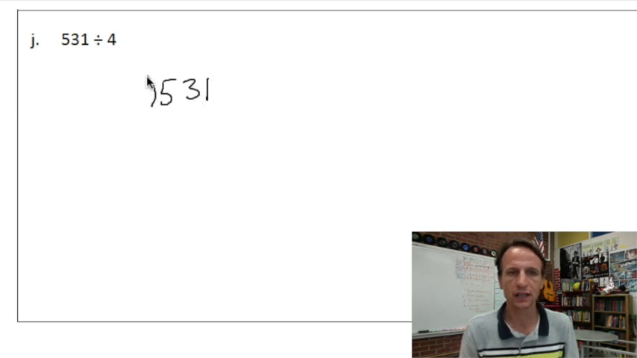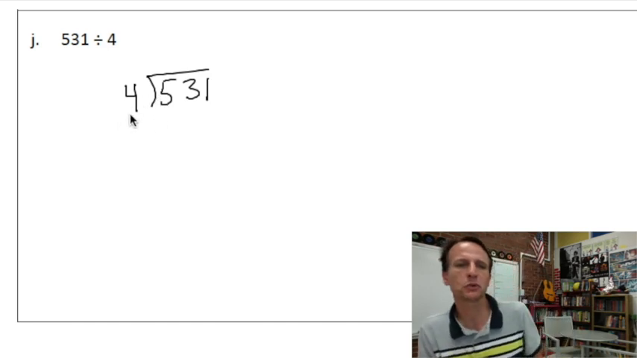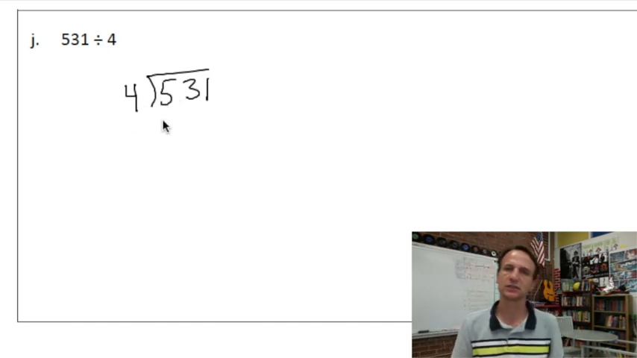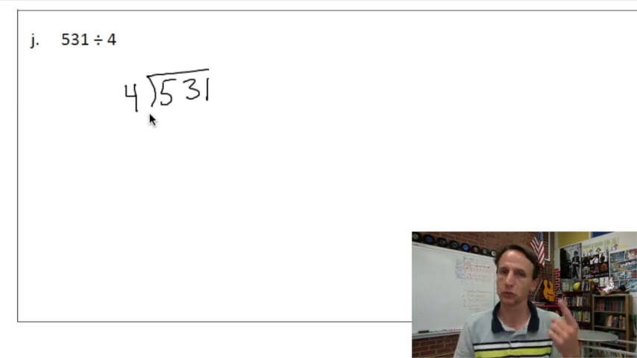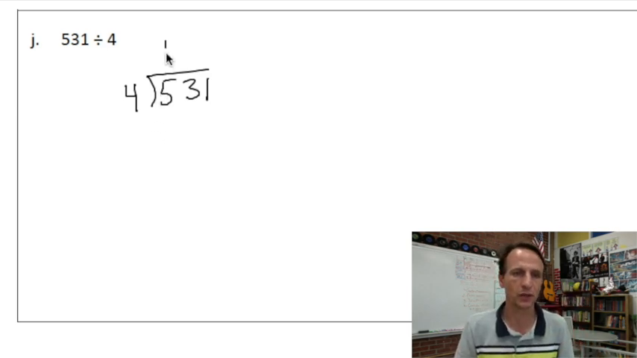531 divided by 4. All right, well, how many 4s in 5? Skip count by 4s. 4. Okay, yep, so there's 1, because 1 times 4 is 4. Subtract, we get 1. Now we can divide the tens place with that 3.